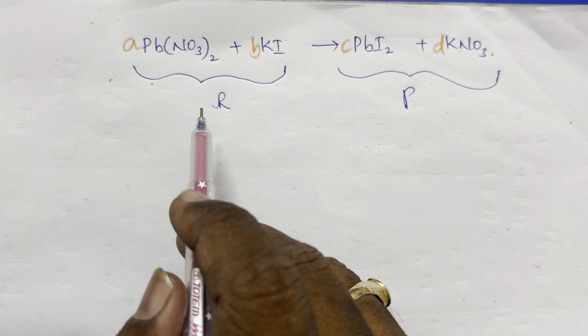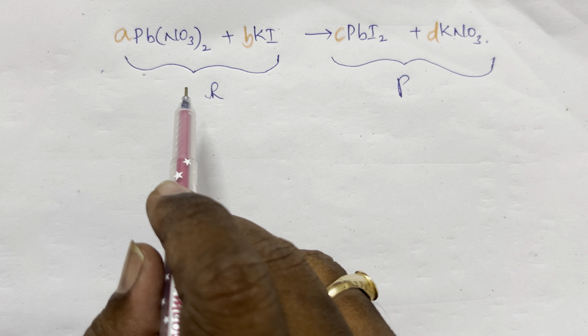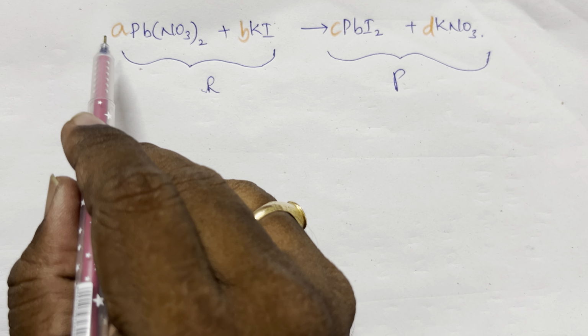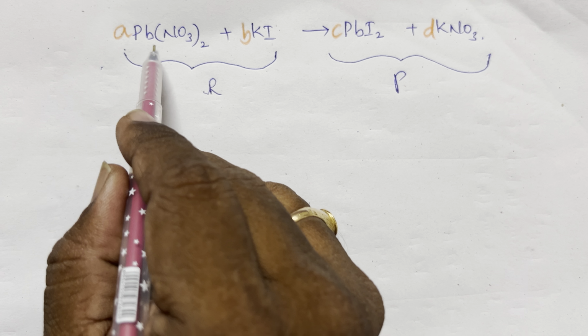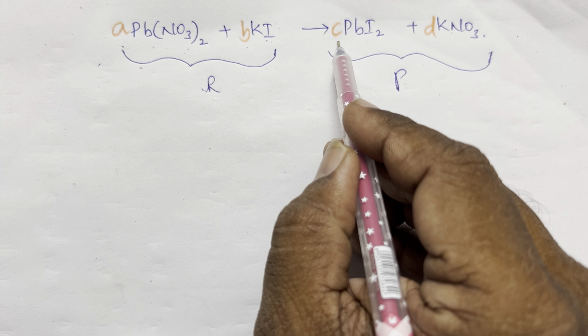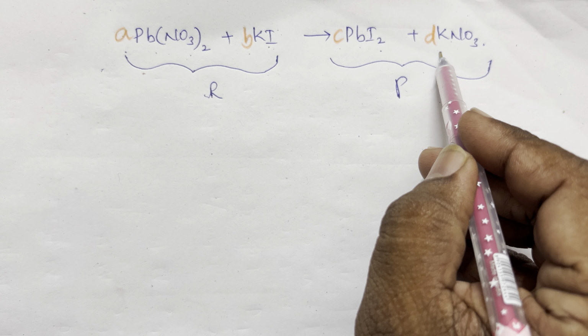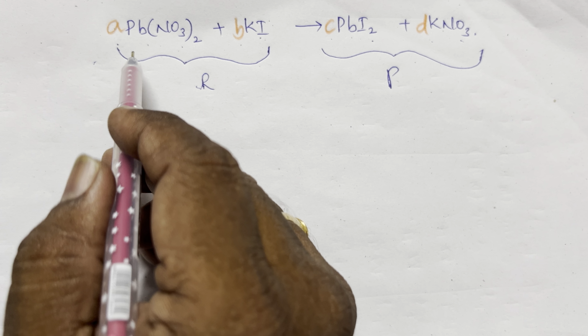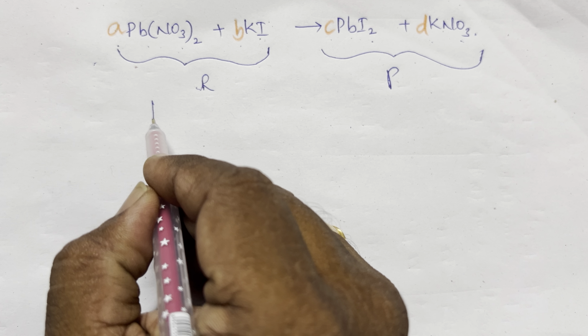So for better understanding, if anybody has not yet understood the algebraic method of balancing equations, I have taken coefficient A for lead nitrate, B for potassium iodide, C for lead iodide, and D for potassium nitrate. Taking these coefficients, we need to first start with how many elements are there on the reactant side, and the same elements will be on the product side.